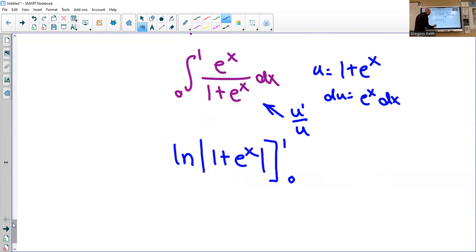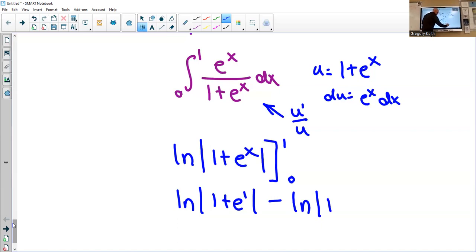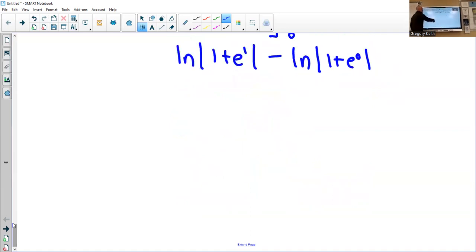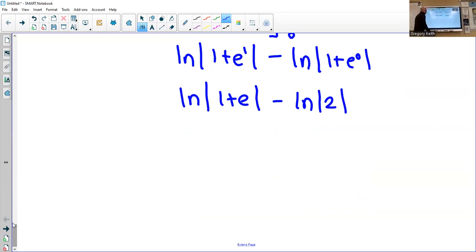But now if I go to plug in the 1, we get natural log 1 plus e to the first minus natural log of 1 plus e to the 0. Well, what's 1 plus e to the 0? What is e to the 0? 1. It's going to be 1. So this is actually natural log 1 plus e minus natural log of 1 plus 1, which is 2. How can I rewrite this to make it a little bit more simple? Natural log of 1 plus e over 2.